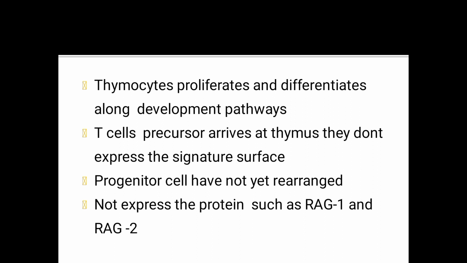When T cell precursors arrive at the thymus, they don't express the signature surface markers of T cells such as the T cell receptor, CD4 and CD8. In fact, these progenitor cells have not yet rearranged their TCR genes and do not express proteins such as RAG1 and RAG2, which are required for the rearrangement.